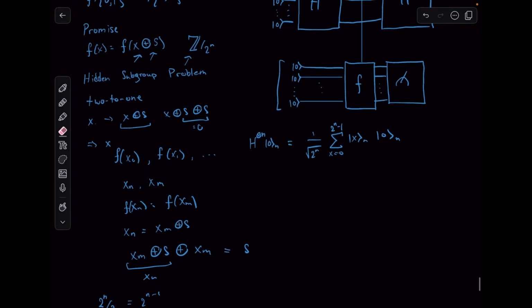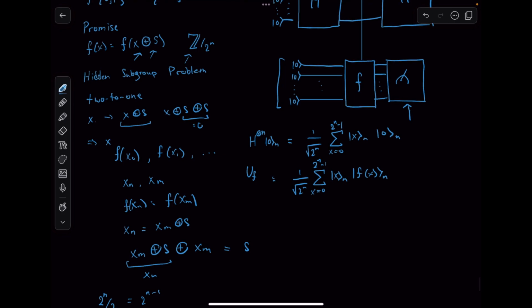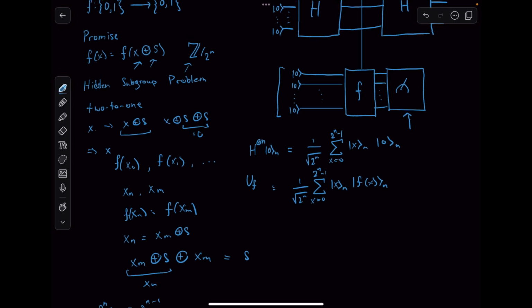Okay, so now we apply U of f. So let's go ahead and do that. And this is pretty easy to see what is going to happen. We're just going to append the function value for each particular term in the superposition. And now we do something a little bit different. We actually haven't done this before in any of the previous videos or talked about this type of computation, but we make a measurement and we do it somewhat prematurely. So we do it before we actually close off the interference.